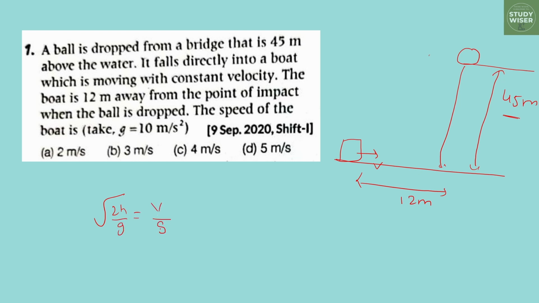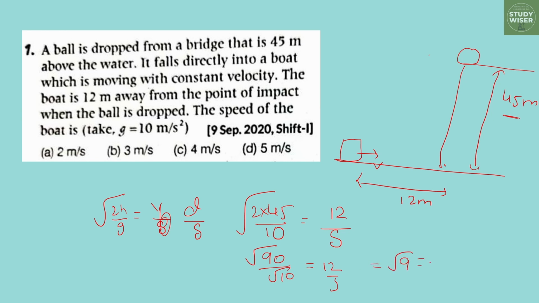Distance by speed. Sorry, distance by speed. అంటే root 2 into h, ఎంత ఇచ్చారు 45, by g, 10 తీసుకోమన్నారు, is equals to distance ఎంత 12 ఇచ్చారు, స్పీడ్ మనం కనుక్కోవాలి. అంటే root 9 by root 10 is equals to 12 by s, root 9 is 3, s is equals to 12 by 3, s is equals to 4 meter per second. Speed వచ్చేసి 4 meter per second.